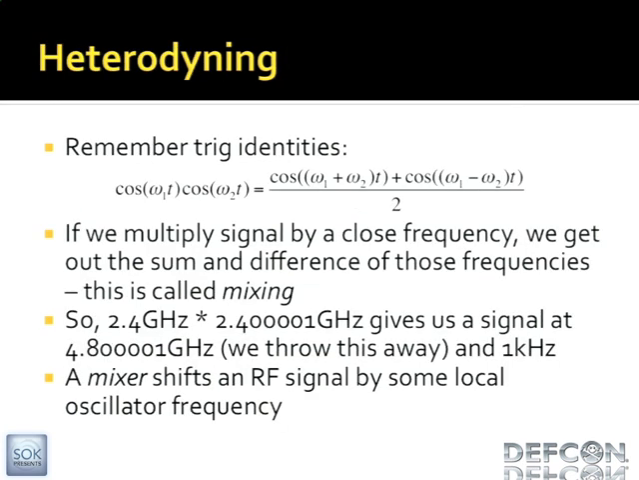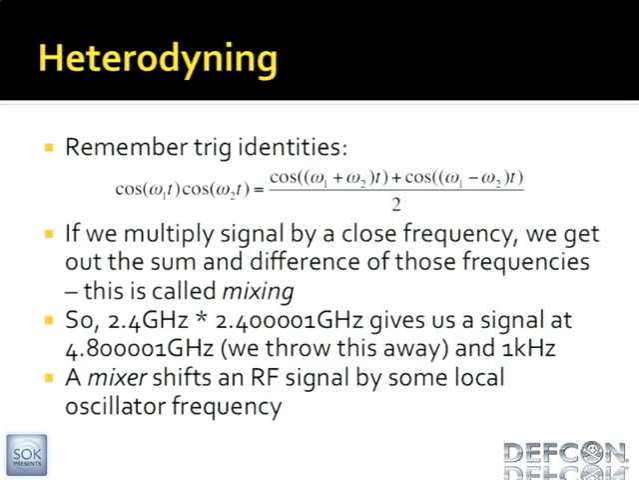So the way this works is there's a little more math here. The trig identity that I'm looking at is the product-to-sum rule. Basically, if you multiply two sine waves at two different frequencies, what you get out is the frequency of their sum and the difference of the two frequencies. And you lose half the power in the process of doing that, because the two signals are halved. So what this is called is mixing.